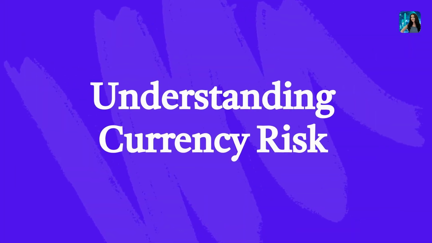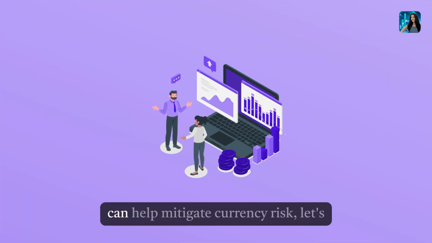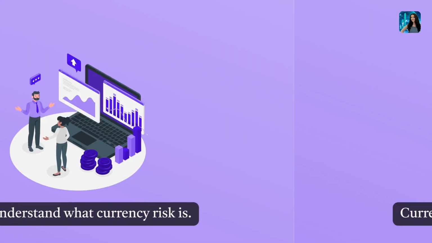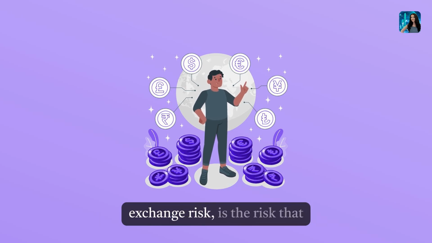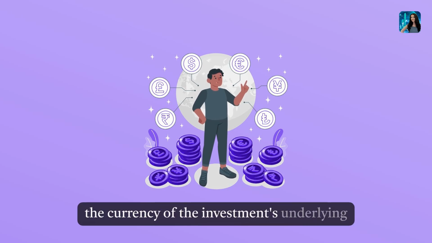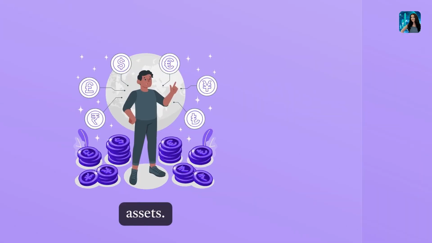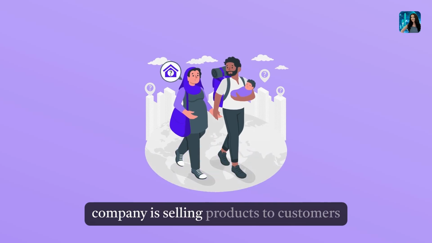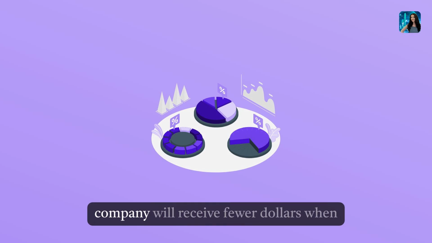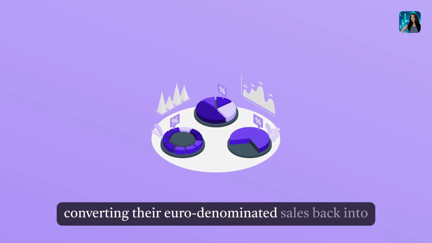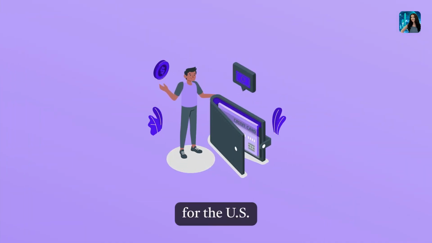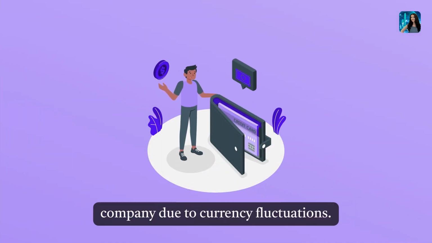Understanding currency risk. Before we dive into how derivatives can help mitigate currency risk, let's first understand what currency risk is. Currency risk, also known as foreign exchange risk, is the risk that an investment's value will decrease due to changes in the value of the currency of the investment's underlying assets. For example, let's say a US company is selling products to customers in Europe. If the euro weakens against the US dollar, the US company will receive fewer dollars when converting their euro-denominated sales back into dollars. This can result in lower profits for the US company due to currency fluctuations.